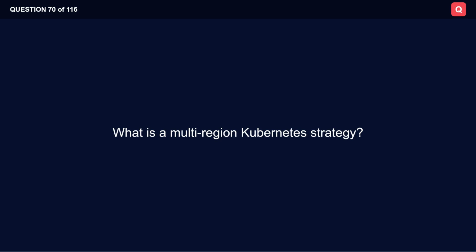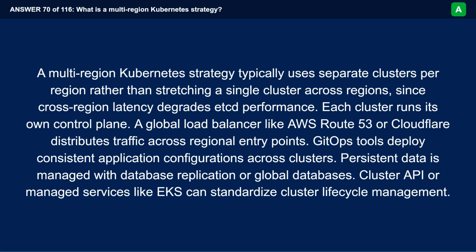What is a multi-region Kubernetes strategy? A multi-region Kubernetes strategy typically uses separate clusters per region rather than stretching a single cluster across regions, since cross-region latency degrades etcd performance. Each cluster runs its own control plane.